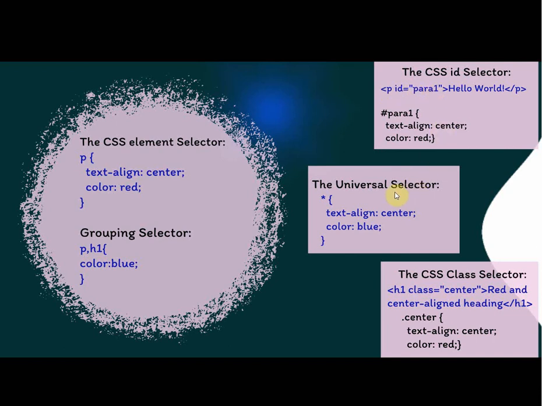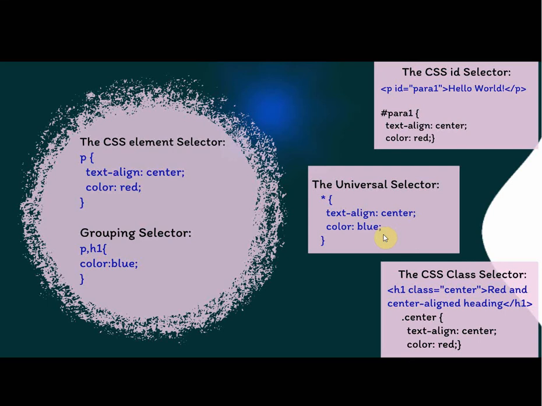The next thing is the universal selector. What is this sign and what are we actually doing here? The universal selector is used when you do not want to select any one thing, but you want to make changes to the whole document. As the name suggests, you include this sign and then write the property.